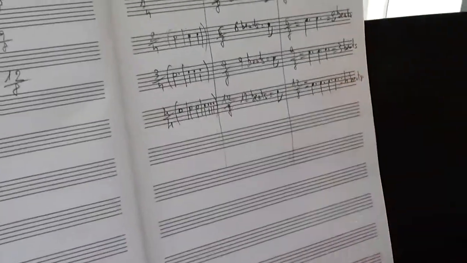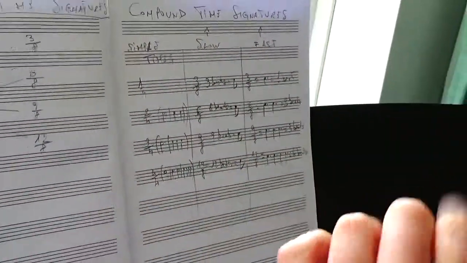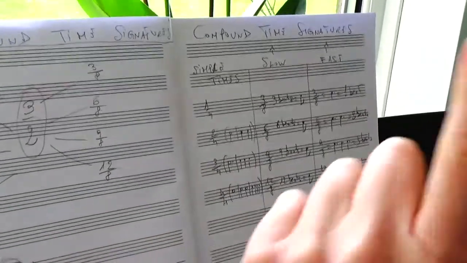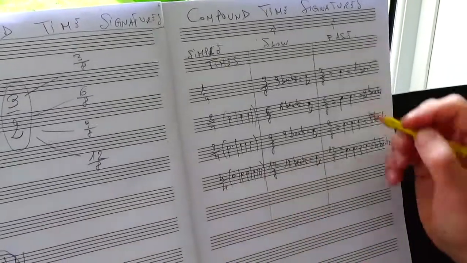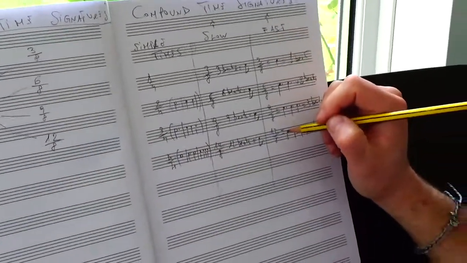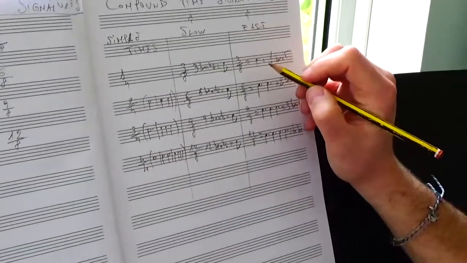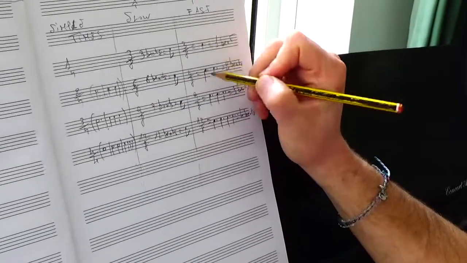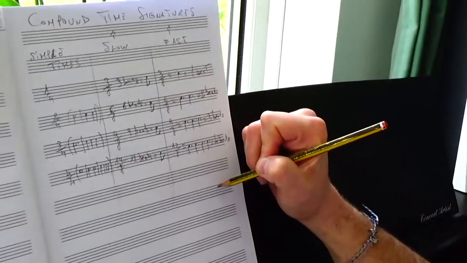It's about understanding how to subdivide. In the simple times, the subdivision is a binary subdivision. Divide in two equal parts, into half counts. Here, you have to divide in three equal parts. It's about dividing the count in thirds. Here, one big beat divided in three equal parts. Here, two big beats divided in three equal parts, and so on.